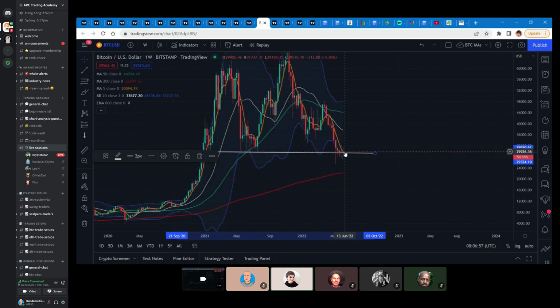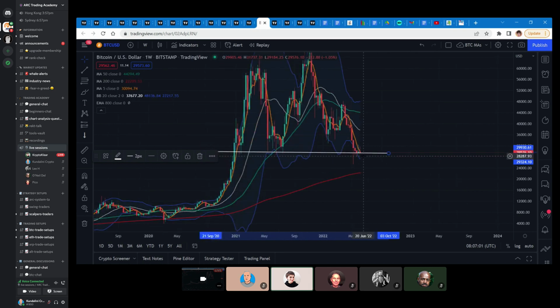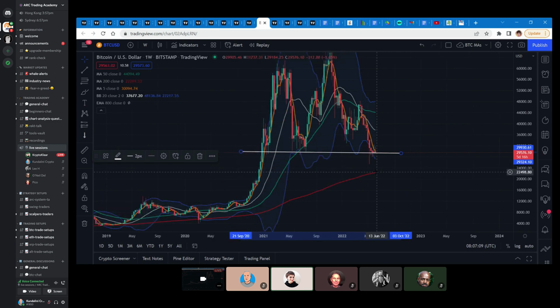We lose the 29.5 level, then it's on the weekly here, we're in free fall. We might come down to the 25 around the double bottom, but I'd say this 200 MA has a very strong pull.